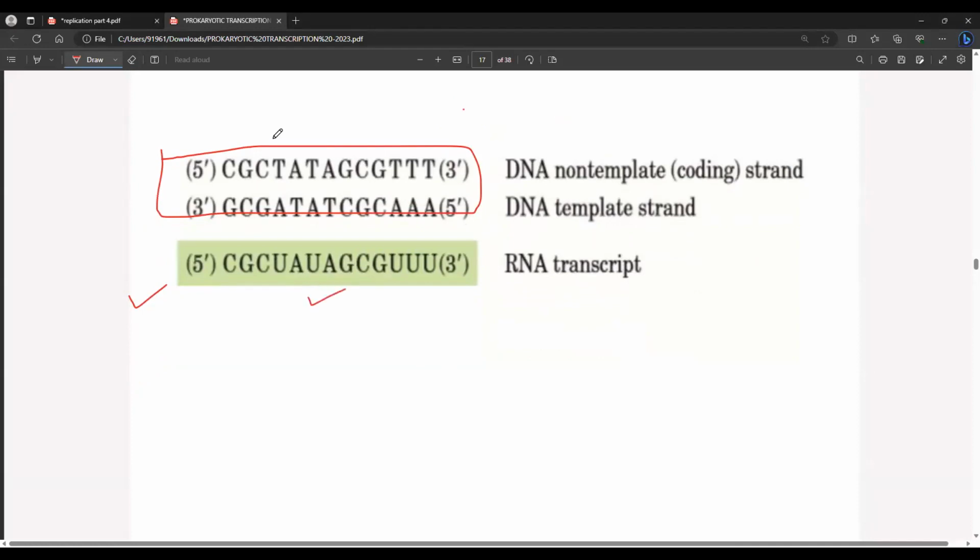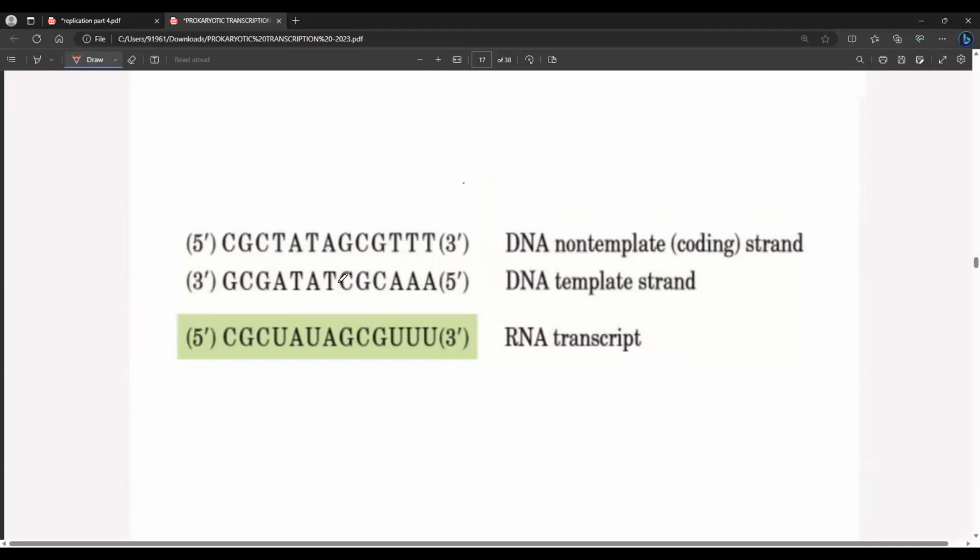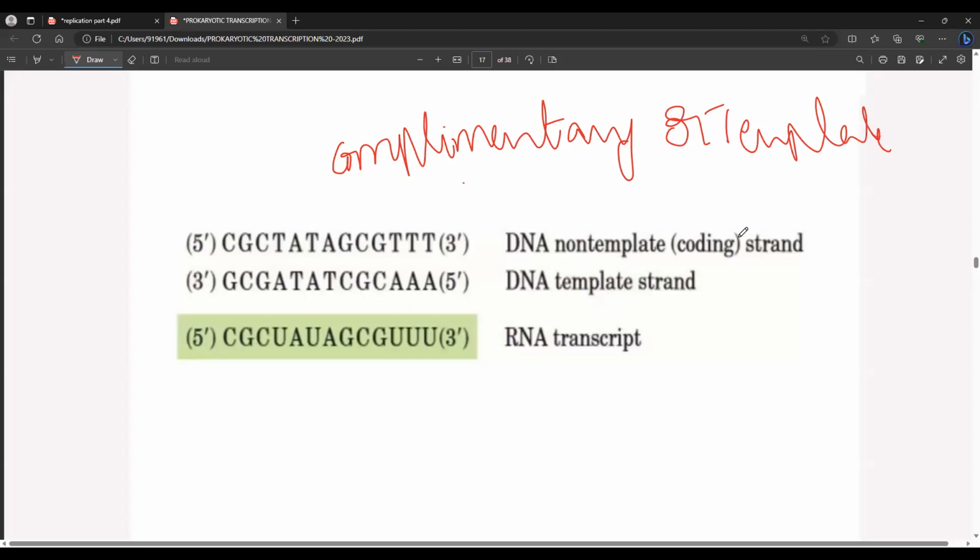If I want to synthesize the RNA, I require one strand of the DNA. Which strand? Why should I take only that strand? Remember everyone, I always require a strand which is complementary. Whichever strand is complementary, that is called the template. You look into this. So remember everyone, you can see this: G pairs with C, C pairs with G, G pairs with C, A pairs with U, T pairs with A, A pairs with U.